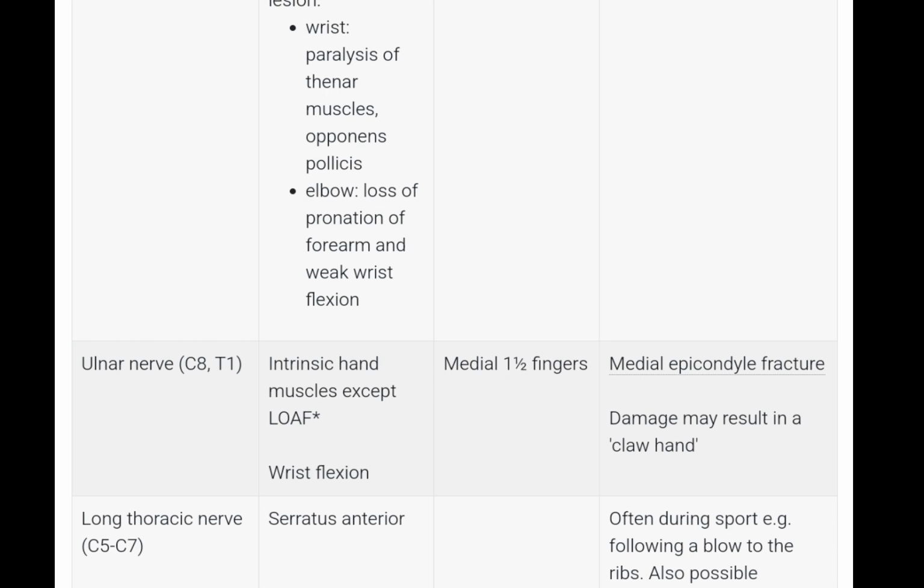and then the wrist flexors get weak. Then ulnar nerve damage leads to sensory loss in the medial 1.5 fingers, and it also leads to weakness of all intrinsic muscles of the hand except the LOAF muscles, which are supplied by the median nerve. Damage of the ulnar nerve leads to claw hand, that is hyperextension at the metacarpophalangeal joint and flexion at the interphalangeal joint. Then long thoracic nerve damage leads to winged scapula, that is the medial border of the scapula becomes prominent.